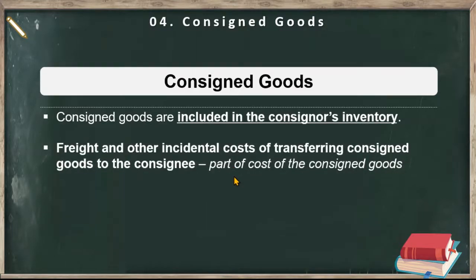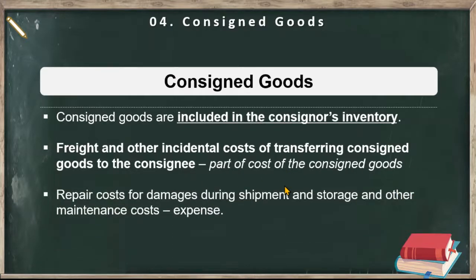Freight and other incidental costs of transferring consigned goods to the consignee are part of the cost of the consigned goods. Okay? Again, those freight and handling charges on goods out on consignment are part of the cost of the consigned goods. Repair costs for damages during shipment, storage, and other maintenance costs are considered as expenses.